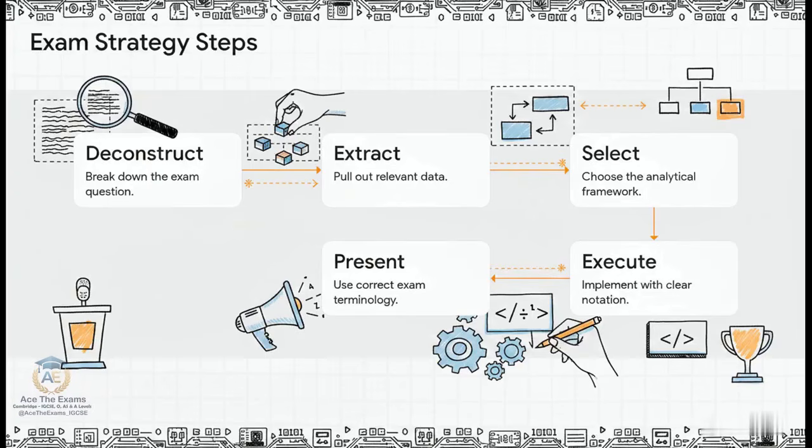Okay, let's look at how we actually deploy this in action with a highly structured procedural framework for tackling literally any conditional instruction question. Step 1, deconstruct the question.